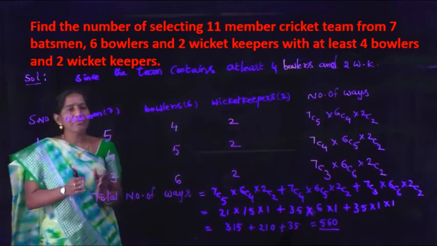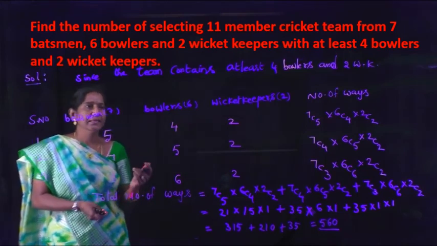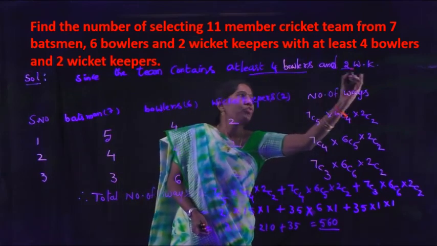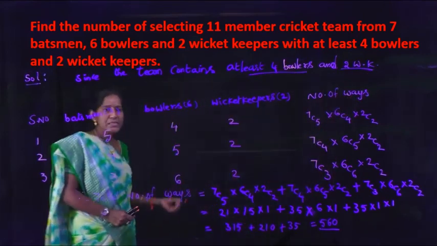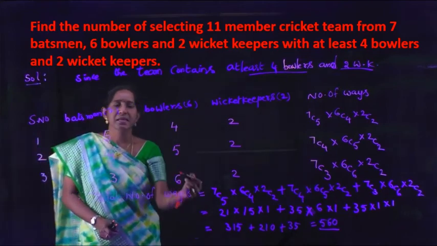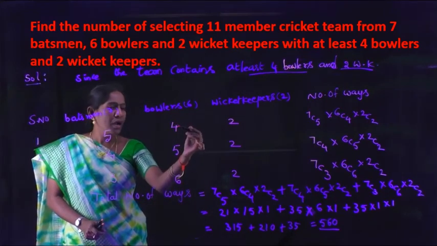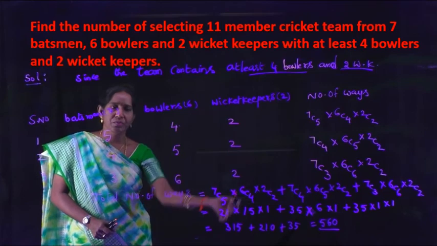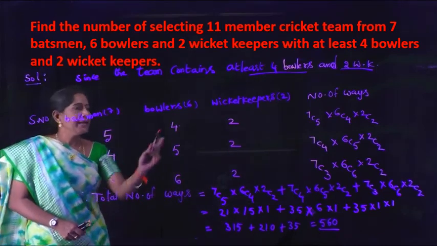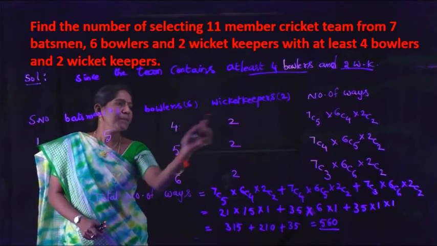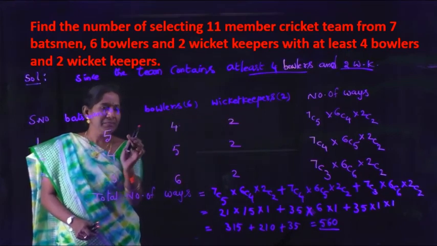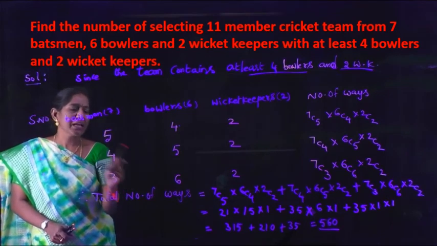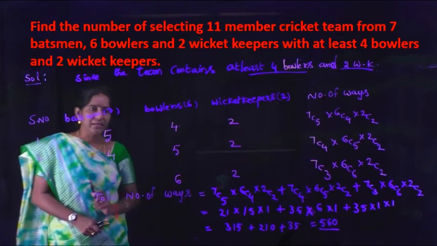So first we have to fill the given condition. That is, here given condition is at least 4 bowlers and 2 wicket keepers. First fill this. At least 4 bowlers means 4 or 5 or 6. And 2 wicket keepers always here. Now come to the batsmen. By adding this, first case 4 plus 2, 6. Then to get 11 members, 5 batsmen we want. So select 5 batsmen here. Similarly, in these cases also we follow like this.